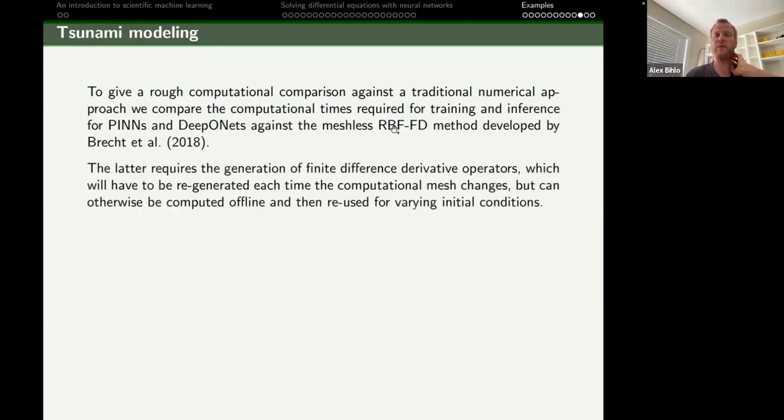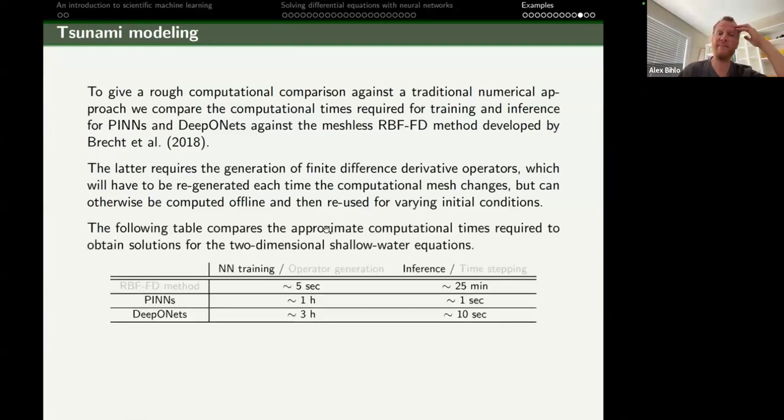So this finite difference RBF-based method requires generation of derivative matrices. They have to be generated only once and then can be applied. But I just want to point out each time you change the computational mesh, you would have to regenerate these matrices. But otherwise they can be computed offline. And so this is just to explain this table. So this light gray color is the standard numerical method.